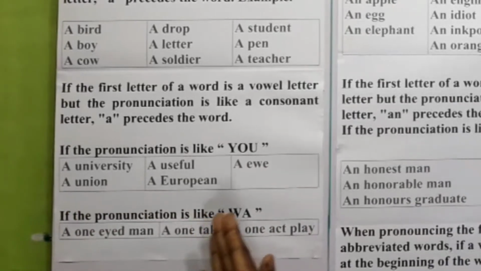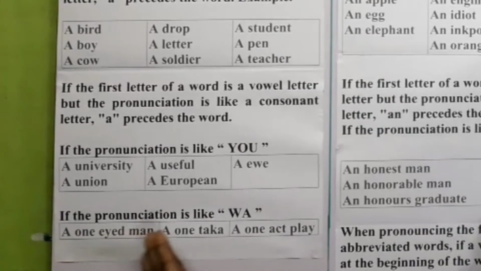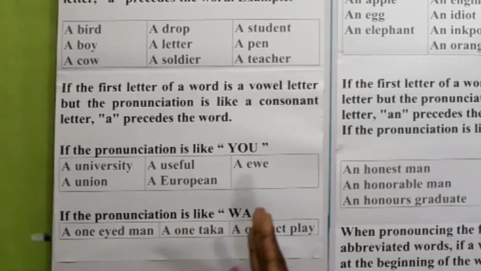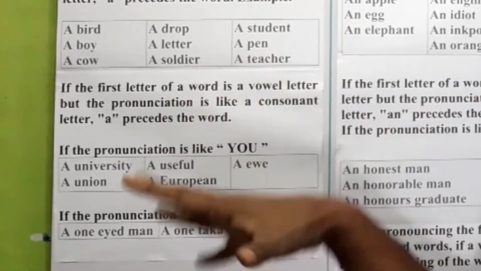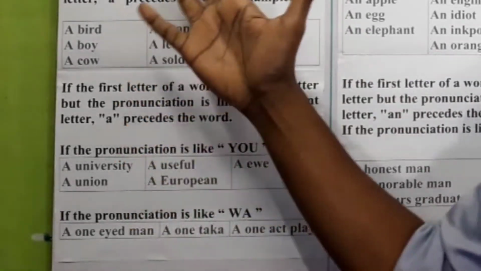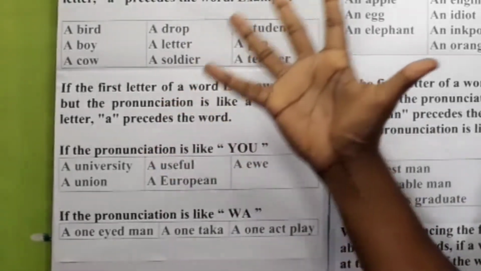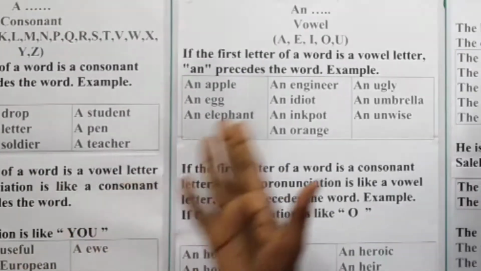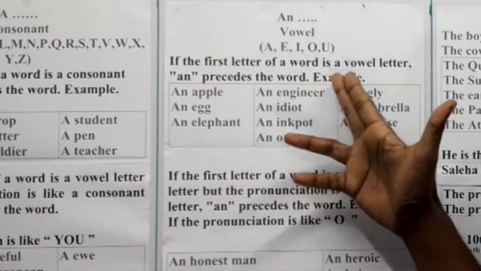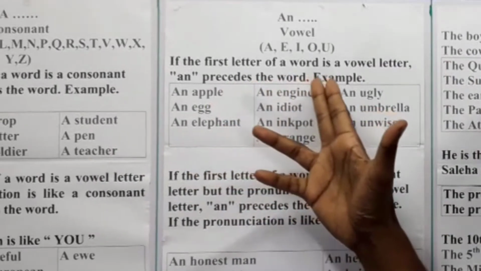If the pronunciation is like wa, W: a one-eyed man, a one taka, a one-act play. The consonant sound is given, then a is used. A very simple matter.